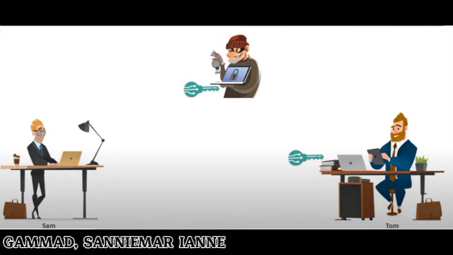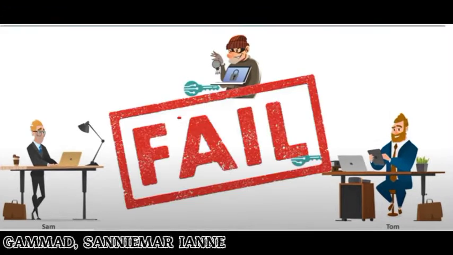As you can see at the top, that is called the third party. The third party also listened to their conversation, so he got the key from Sam that will be delivered to Tom, and that is pointless to do.